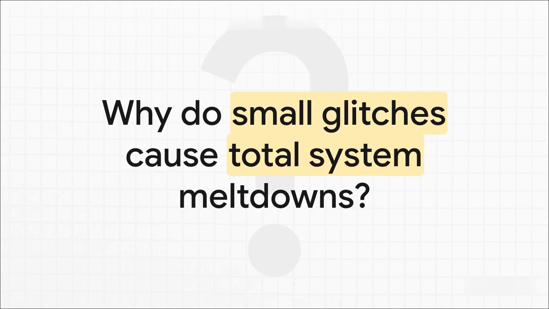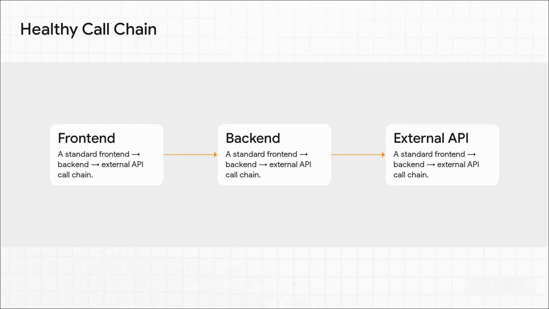Let's break it down. All right, so let's use a super common setup as our example for today. You've got your front end, that's what you, the user, are looking at. That front end needs to talk to a back end to get its data. And that back end, well, it relies on some external third-party API. And look, when everything is green, life is good. It's the happy path. The user gets what they want and they get it fast.